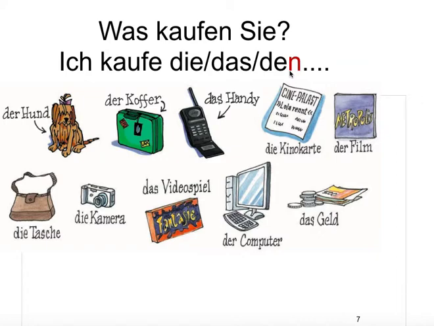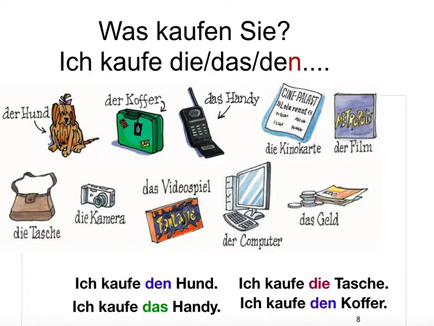So let's take a look at those examples. Ich kaufe den Hund, I buy the dog. Ich kaufe das Handy, I buy the cell phone. Ich kaufe die Tasche, I buy the bag. Ich kaufe den Koffer, I buy this piece of luggage. Now again, the neuter hasn't changed, the feminine hasn't changed, but the masculine, der Hund, became den Hund, der Koffer became den Koffer. Are you beginning to feel more comfortable with the idea of the nominative and accusative case?